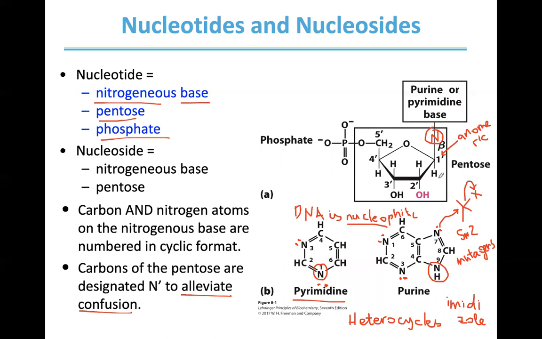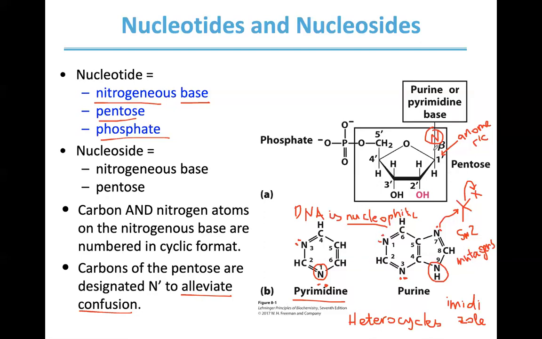So here you can see the difference between DNA and RNA is the presence or absence of this hydroxy group, right? So in DNA, there is no hydroxy group. So deoxyribonucleic acid will be lacking the hydroxy group at position C2 prime. Ribonucleic acid will have the hydroxy group at position C2 prime.